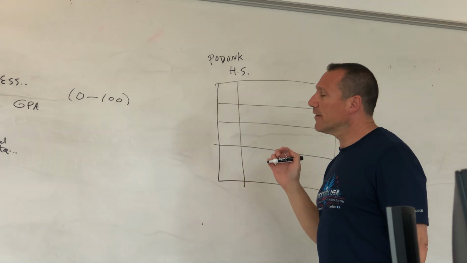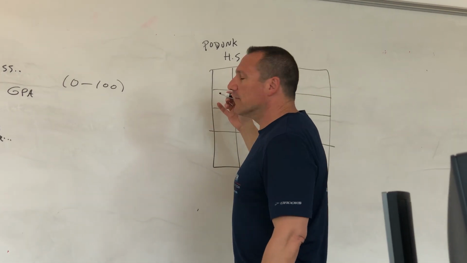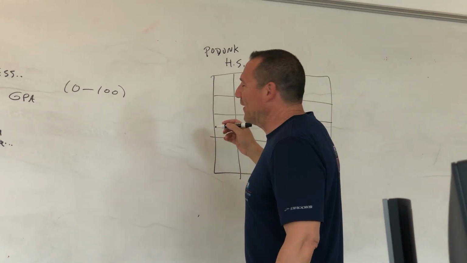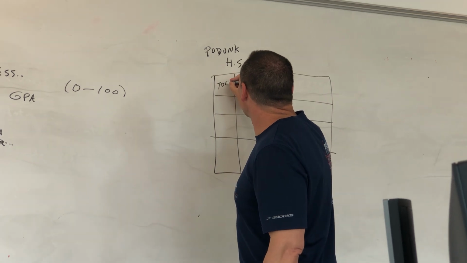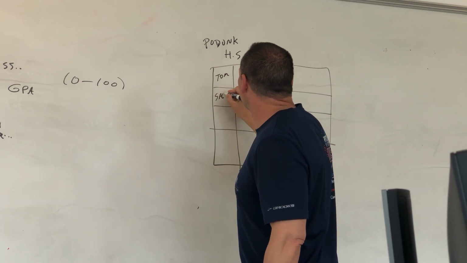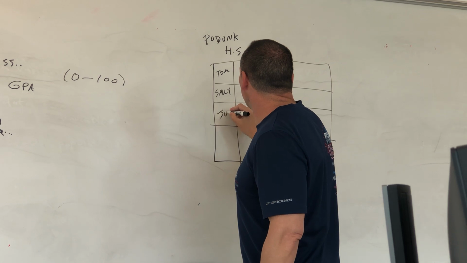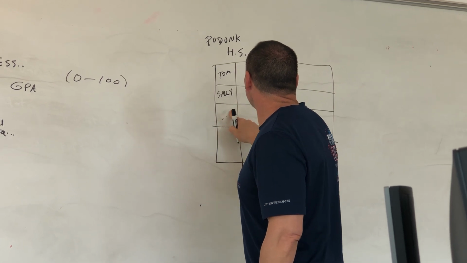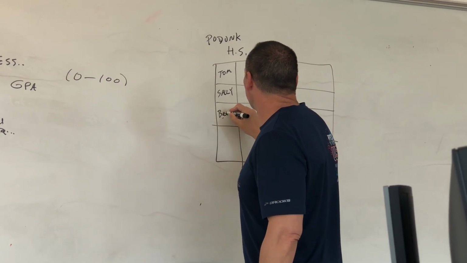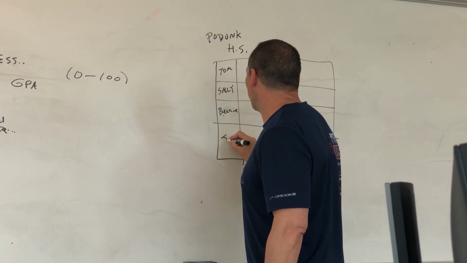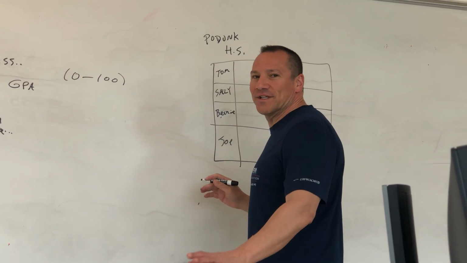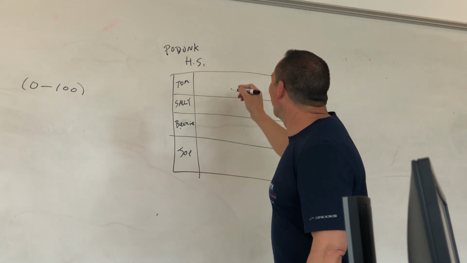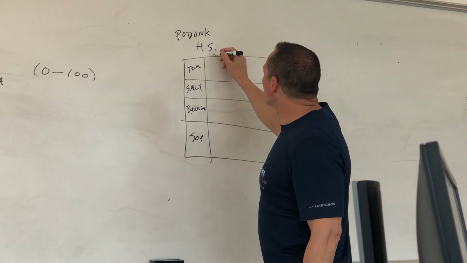In the senior year. Should I give them names? I really want to. I don't know why. I'm going to put this as Tom. This is going to be Sally. This is going to be Joe. No, this is going to be Bernie. This is Joe down here. They're just names, kids. They're just names.